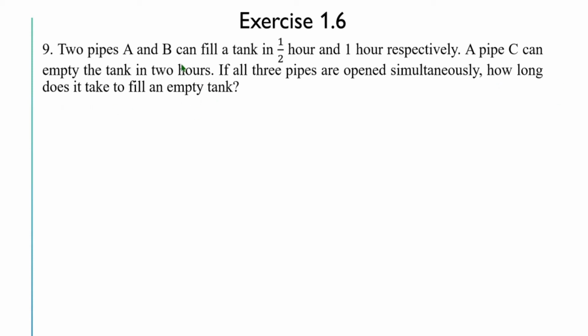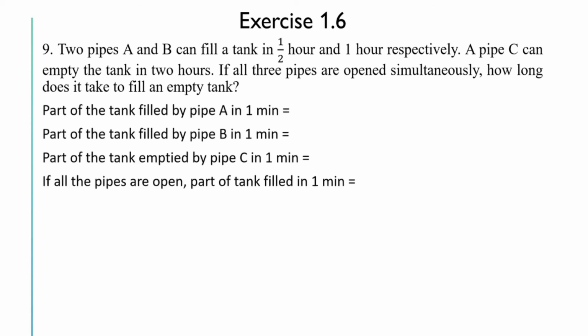So here they have given two pipes A and B. They can fill a tank in half an hour and 1 hour respectively, and another pipe C can empty the tank in 2 hours. If all the pipes are open, we have to find the time to fill the empty tank. So the part of the tank filled by pipe A in 1 minute will be 1 by 30. They have given A can fill the tank in half an hour, that is, half an hour is equal to 30 minutes. So the part of the tank filled by pipe A in 1 minute will be 1 by 30.